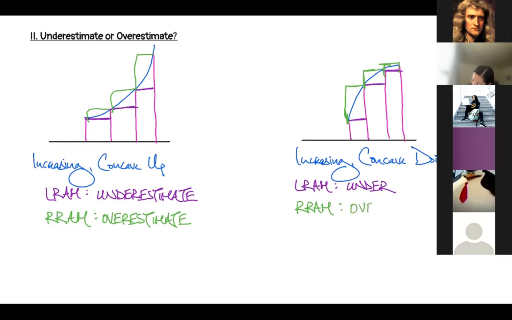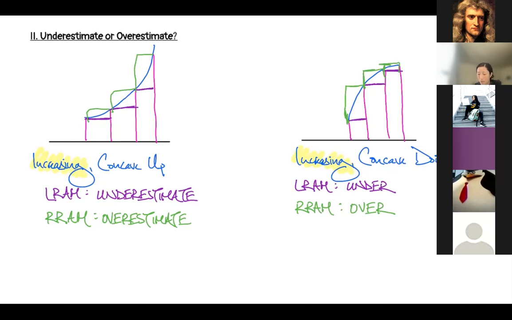Okay, so it looks like it doesn't matter if it's concave up or concave down, but as long as we have an increasing function, the left approximation will be an underestimate and the right approximation will be an overestimate. Okay.